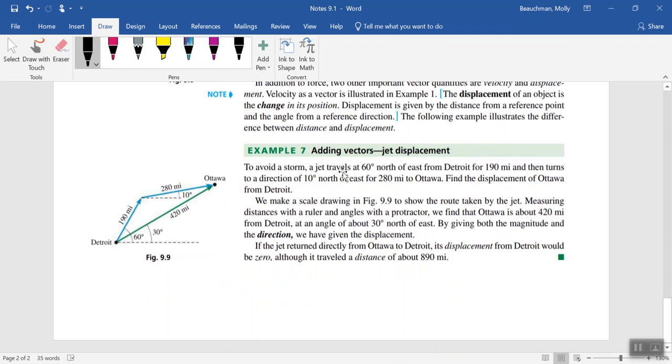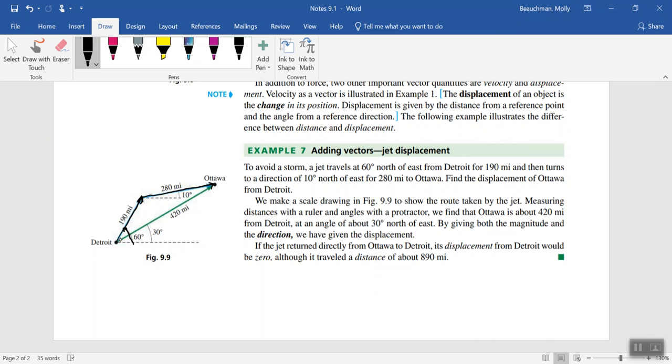To avoid a storm, a jet travels 60 degrees north of east from Detroit for 190 miles. So we've got a direction, 60 degrees north of east for 190 miles. So there's our magnitude, 190 miles, and our direction, 60 degrees north of east. And then it turns to a direction of 10 degrees north of east and travels another 280 miles to Ottawa. Find the displacement of Ottawa from Detroit.